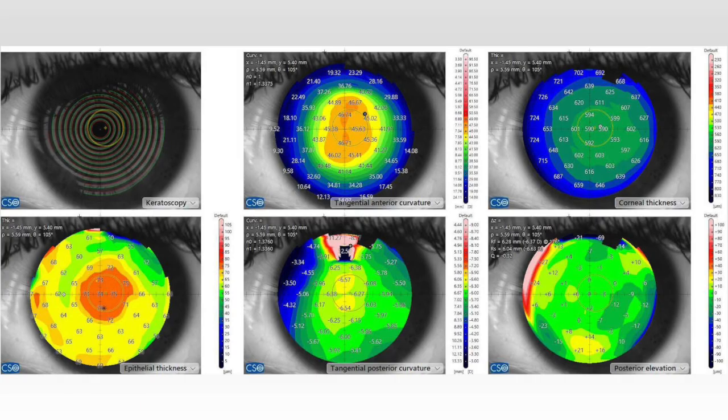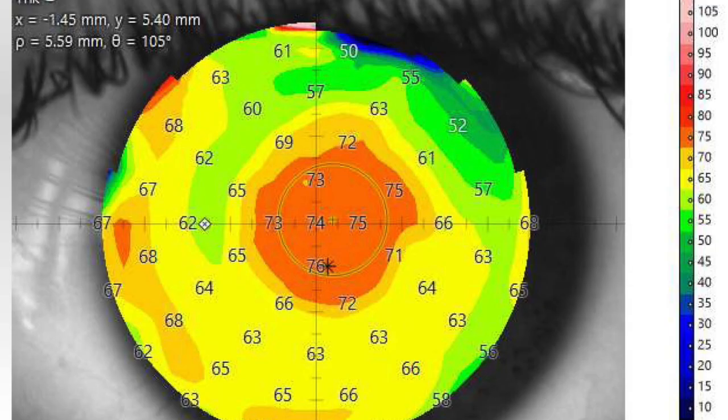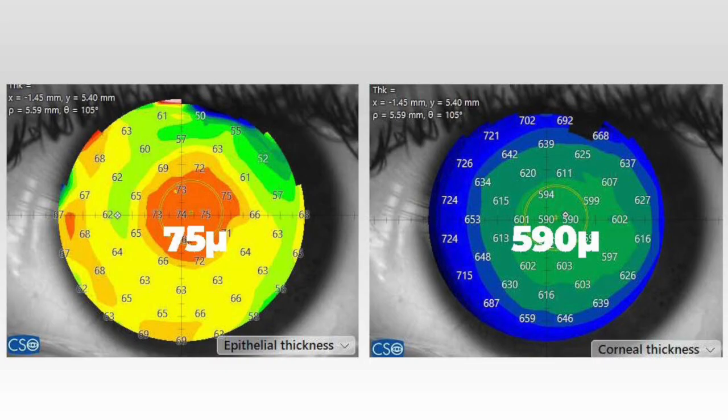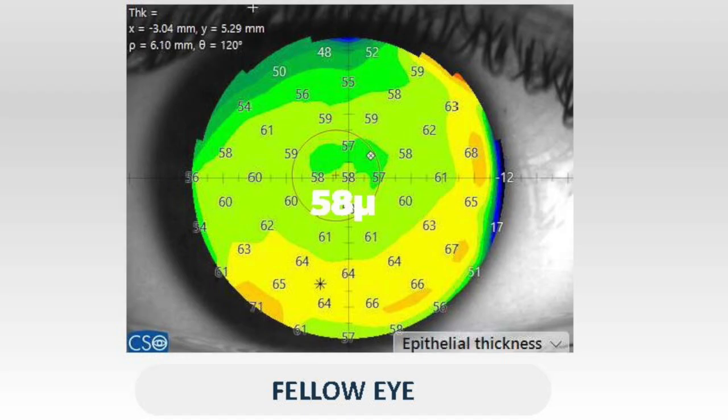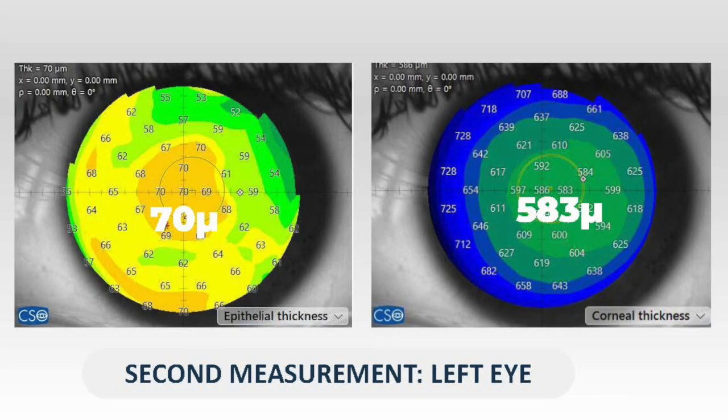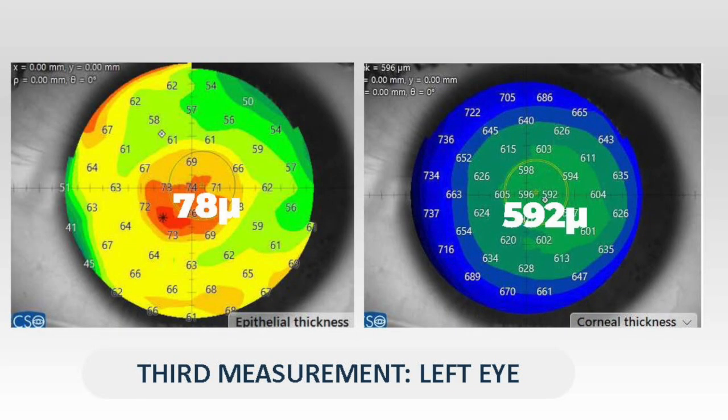So in here, a patient who was ready for trans-PRK. And of course, for trans-PRK, you have to always look at the epithelium. This is the epithelium, 74 microns, and that's unusual, right? It's 55 usually, plus or minus a standard deviation that is really small. This is the cornea thickness, 590. Let's take a look at the fellow eye, and it's 58 microns. What are the odds? So we always do 3 measurements. I take a look at the other measurement. It's 70 microns, again, at 583. The third measurement's even worse, 78, 592.